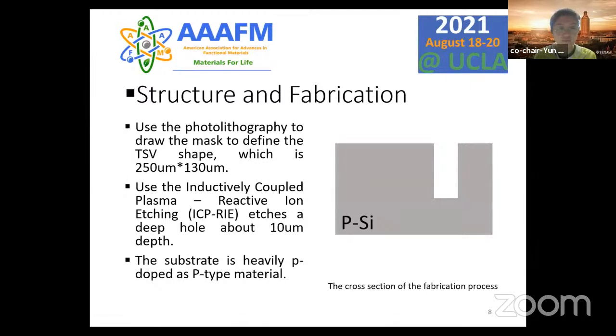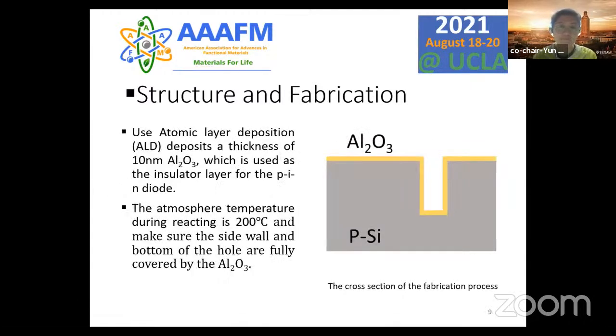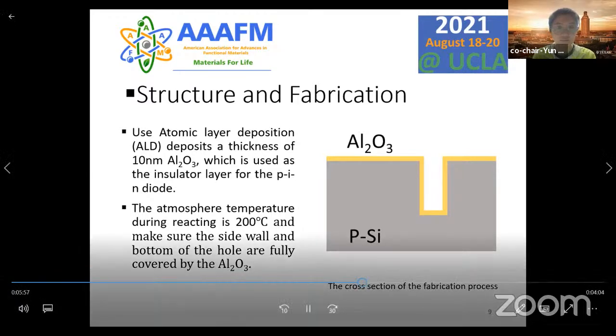And next, we use atomic layer deposition, which is ALD, to deposit a 10 nanometer thickness of aluminum oxide, which is used as the insulator layer. Remember, the temperature during the reaction is only 200 Celsius. So this makes sure that it can be integrated into the back end of the CMOS process.